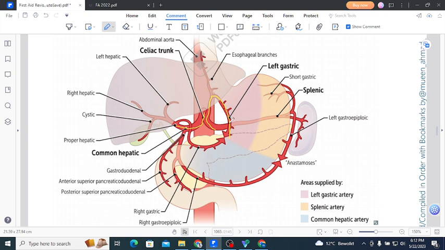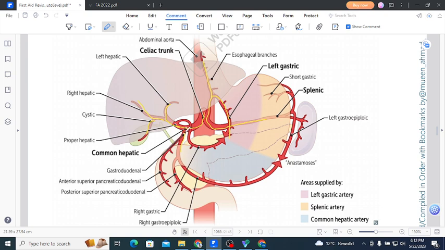Now let's talk about the subsequent branches of these arteries. The left gastric artery will give rise to the esophageal branches. The common hepatic artery is going to give rise to the gastroduodenal artery, which will descend downwards, and the proper hepatic artery, which will ascend upwards. The proper hepatic artery will then be divided into the left hepatic artery, the right hepatic artery, and the cystic artery.